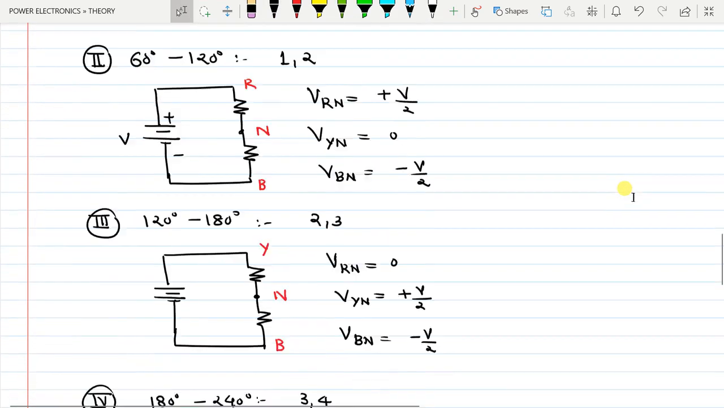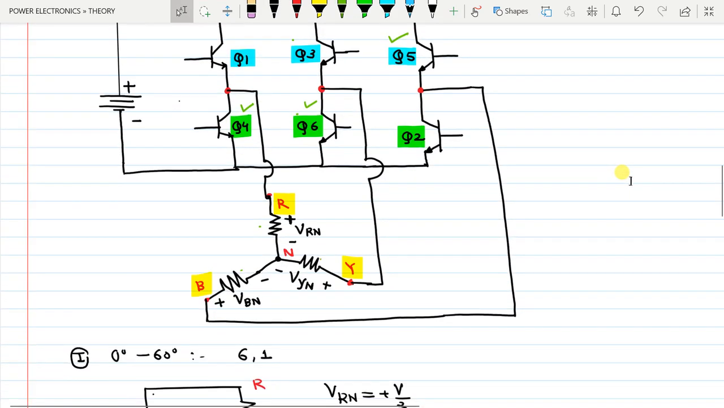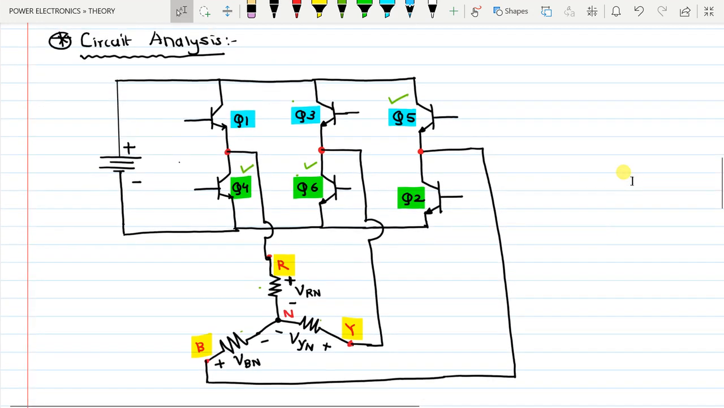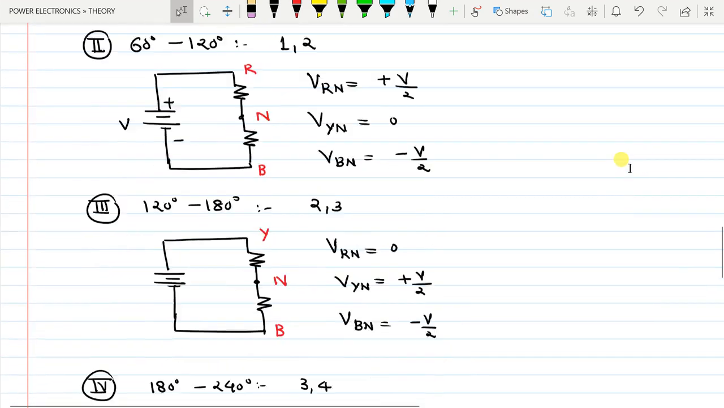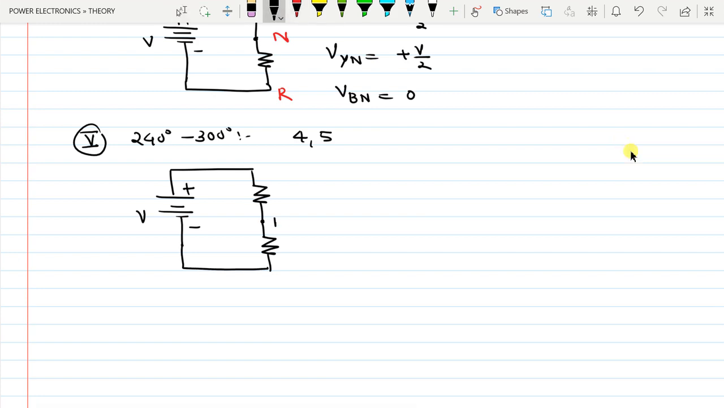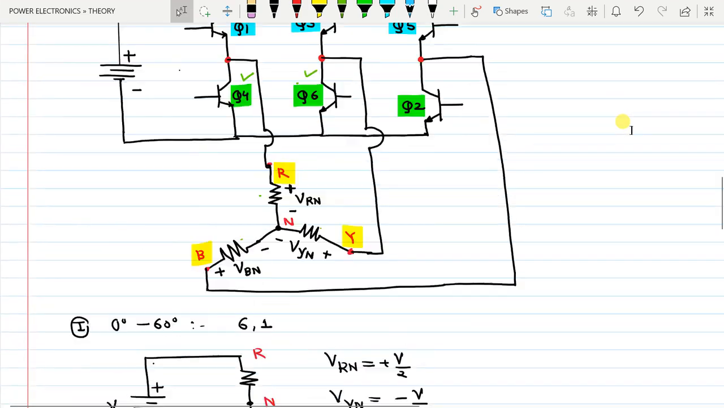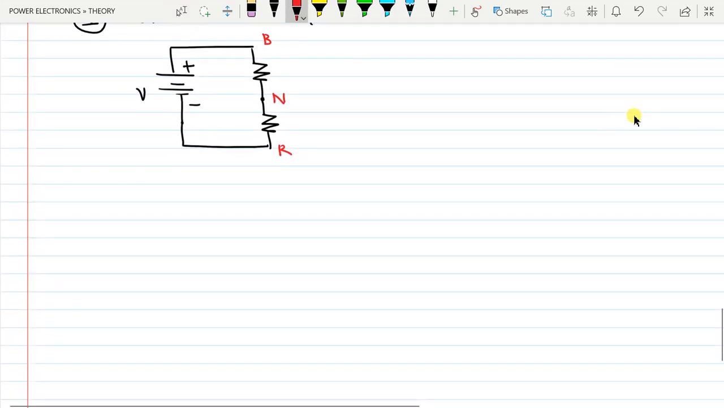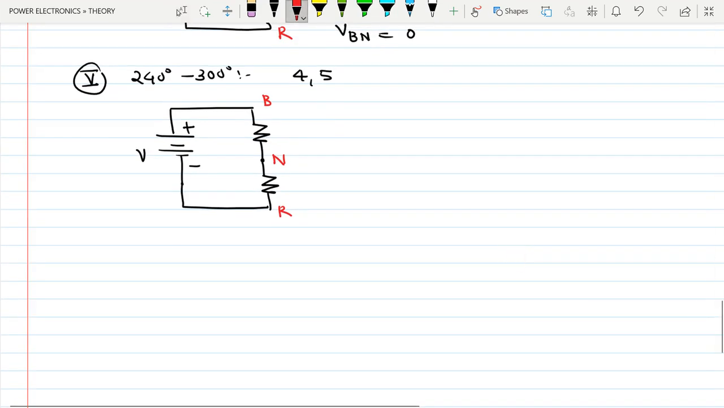Four and 5 are conducting. So R is connected to minus V and B gets connected to plus V. So it's R comma B.